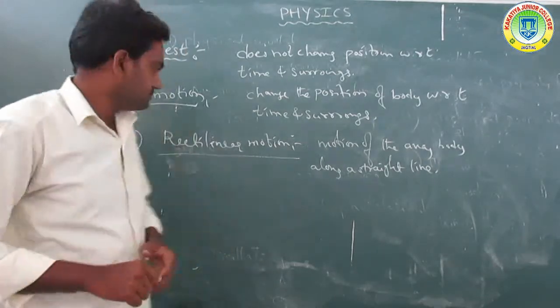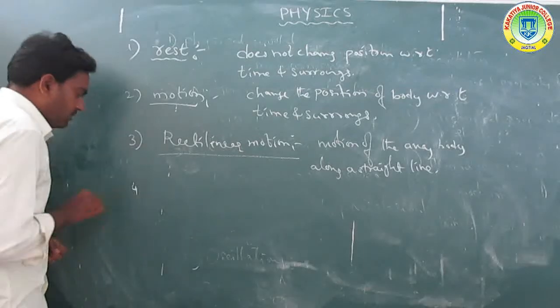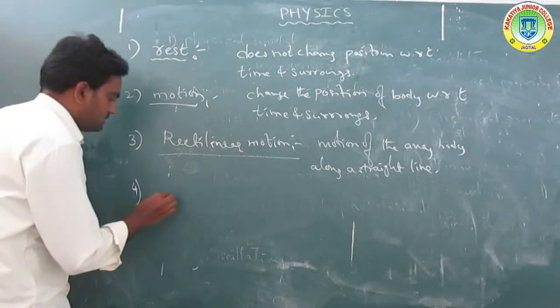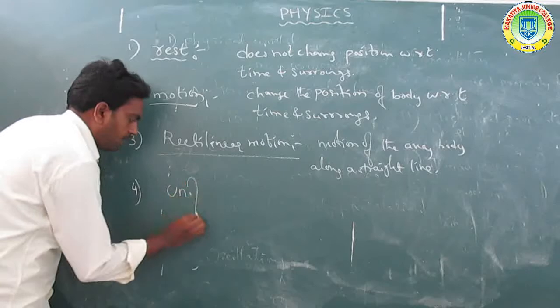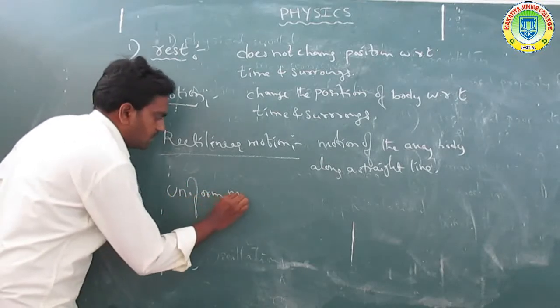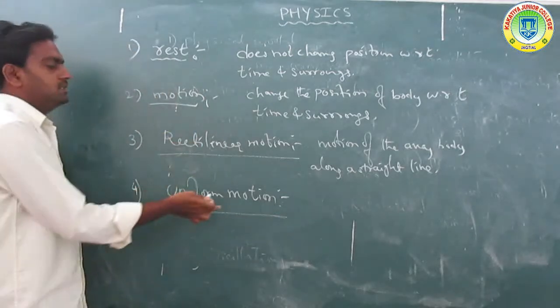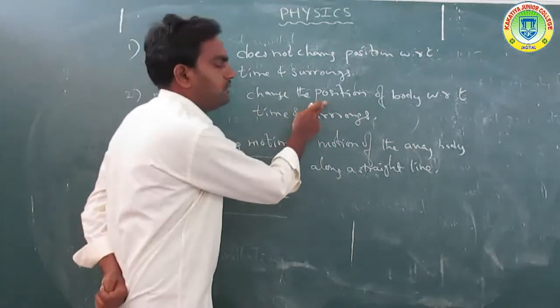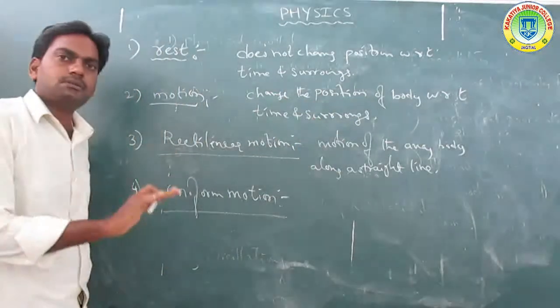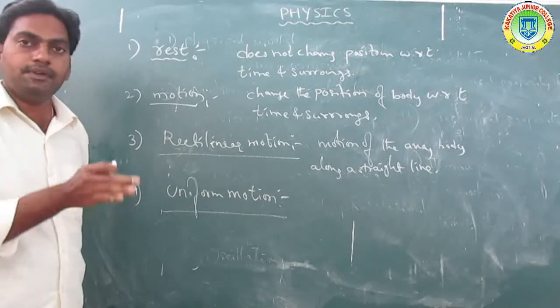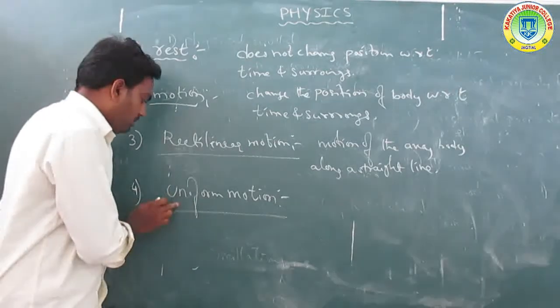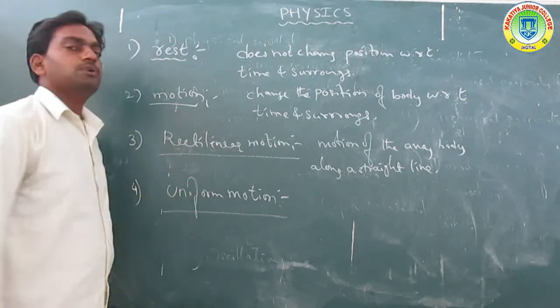Clear? So the next statement is uniform motion. What is uniform motion? First, what is motion? Motion is nothing but change of position of the body with respect to time and space. Already we know that. Now the topic we discuss is uniform motion.